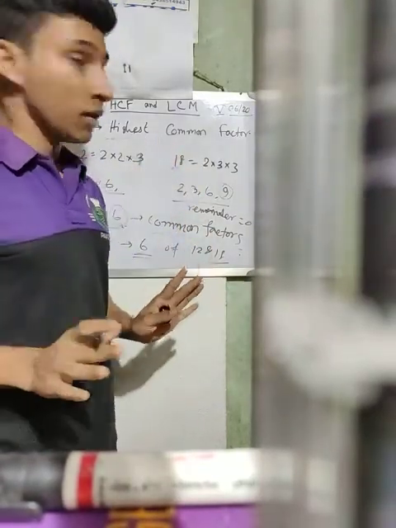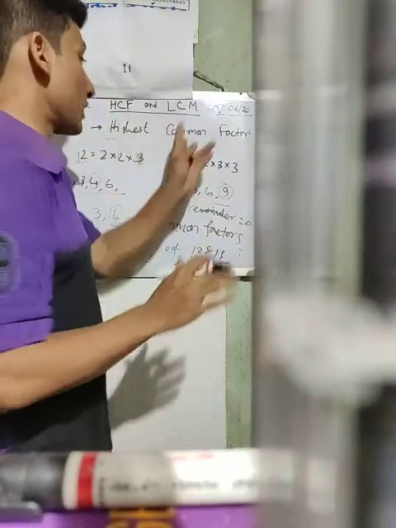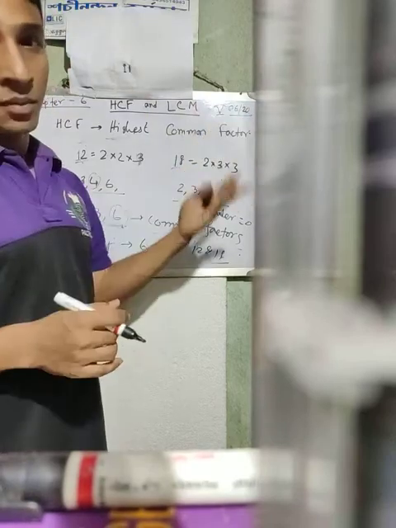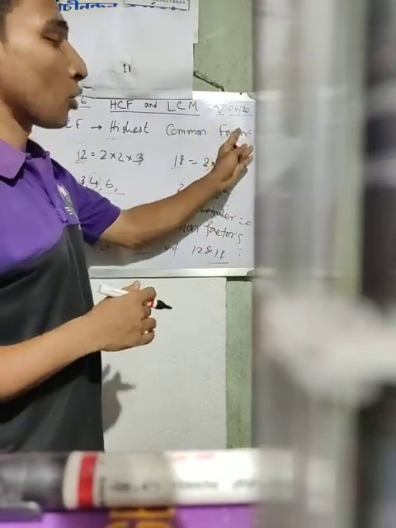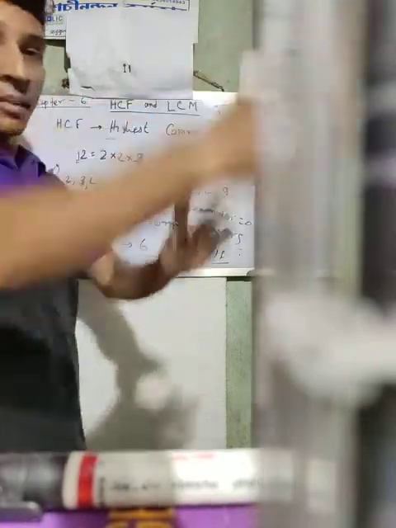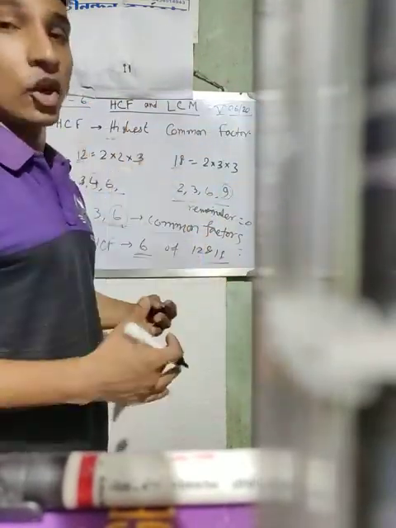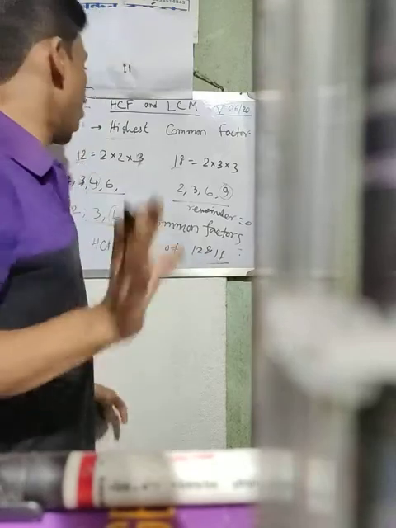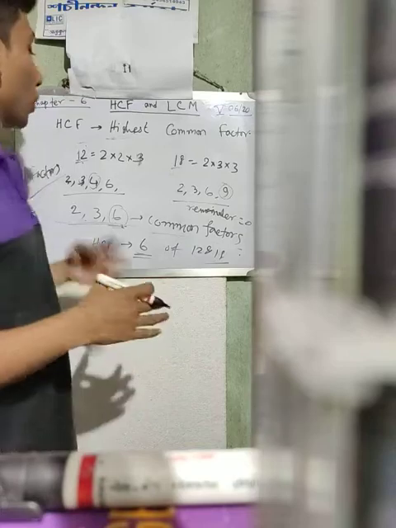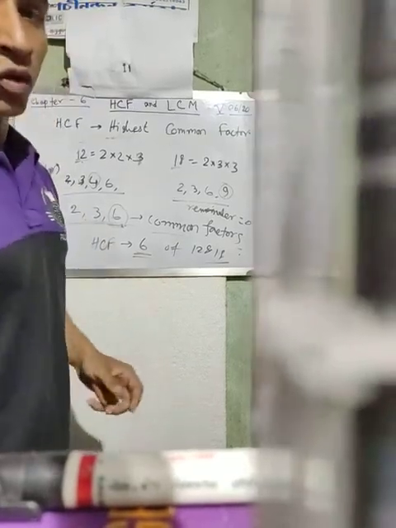Clear? So at first you understand what factor, common and highest mean. In the previous chapter you have already read about factors. Common means which can divide all the numbers. Highest means largest or maximum or greatest. Clear? Okay. So you have understood what HCF is. Okay, so we can go to the exercise.